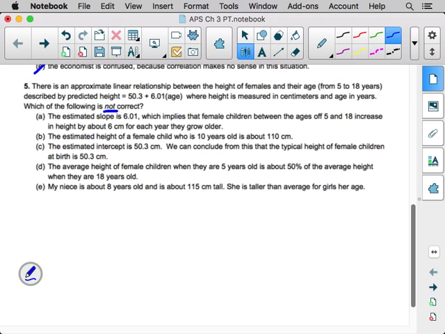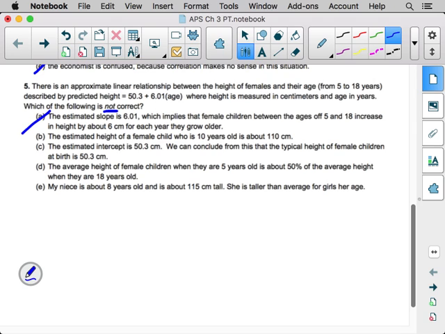The estimated slope is 6.01, which implies that female children increase in height by about 6 centimeters for each year they grow older. Does that sound like slope? When age goes up by 1, predicted height goes up by 6. Does that sound like a good slope interpretation? Yeah, but since it's true, that's not what we're looking for, right?